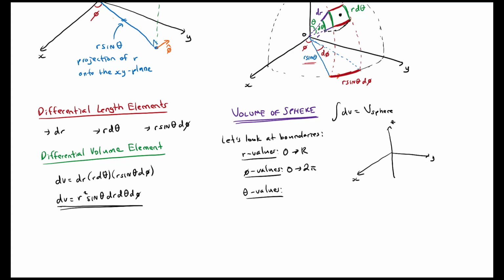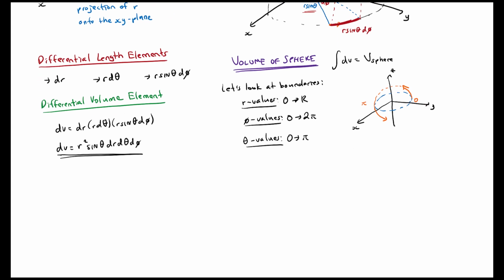X, Y, and Z. If I already have the area of a disk from my r and my phi, that means if I spin it around, I only need to spin it halfway, so from 0 to pi, in order for it to fill up an entire sphere. So here we have 0 to pi for our boundaries.